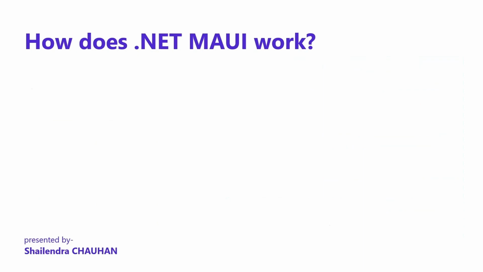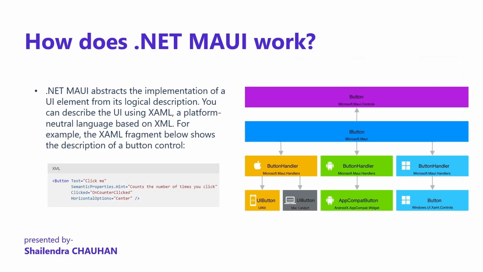Now, how does .NET MAUI work? So .NET MAUI abstracts the implementation of UI elements from their logical description. You can describe the UI using XAML. It is a platform-neutral language based on XML. For example, the XAML fragment below shows the description of a button control. You can see in the button XAML we have properties and events defined. On the right hand side, you can see how those controls are going to be handled and how those actions over the controls are going to be handled via MAUI.